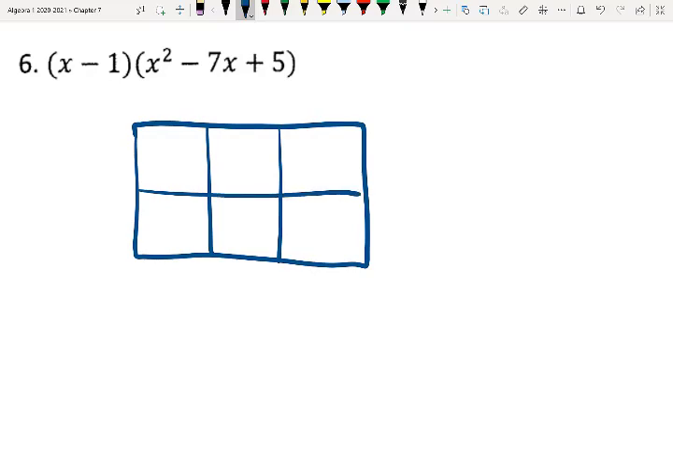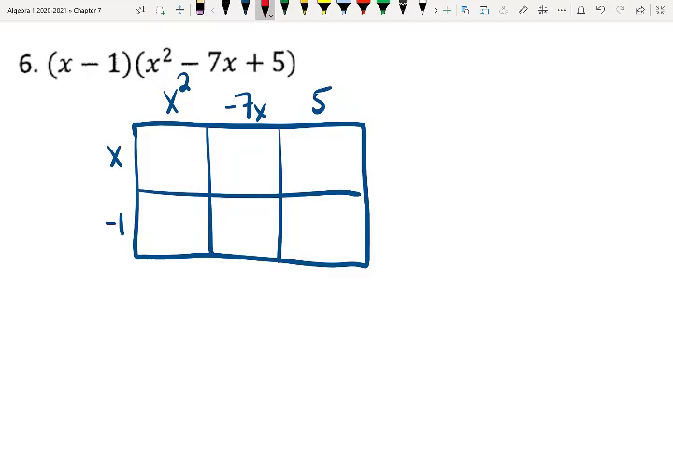So we can see here my x squared minus 7x plus 5. I'm going to put that as my label on my columns going across the top. And then my x minus 1 will be my labels for my rows going down the side. So that's what I mean. You could flip this so it would be 2 wide and 3 tall. That's fine. It doesn't really matter the orientation. It's more so just making sure that each term you have a column or a row individually for.